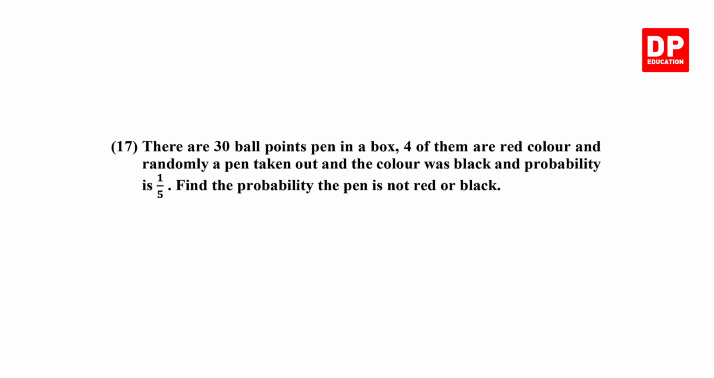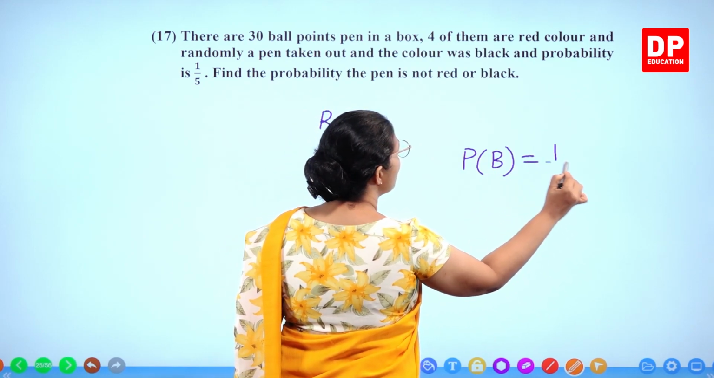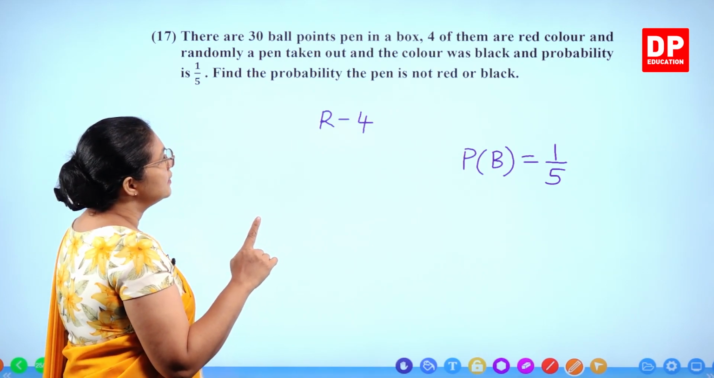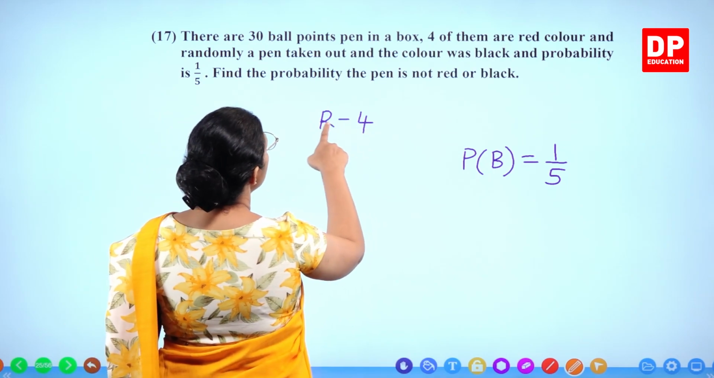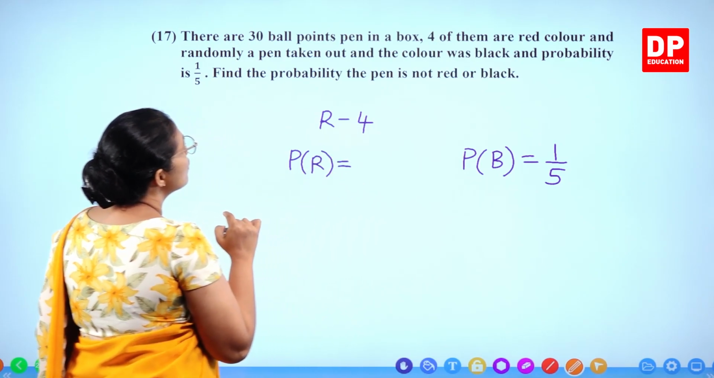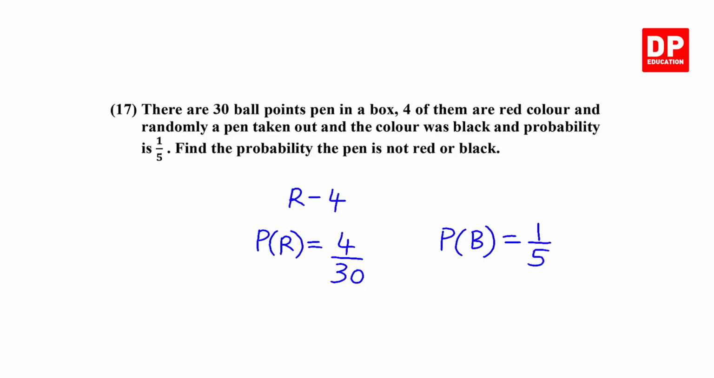Question number 17. There are 30 ballpoint pens in a box. 4 of them are red. And randomly a pen is taken out and the color was black. And the probability is 1/5. Probability of getting a black one is 1/5. Find the probability the pen is not red or black. So here, any other color. We know the probability of red: here red is 4, so 4 out of 30 is the probability of getting red.